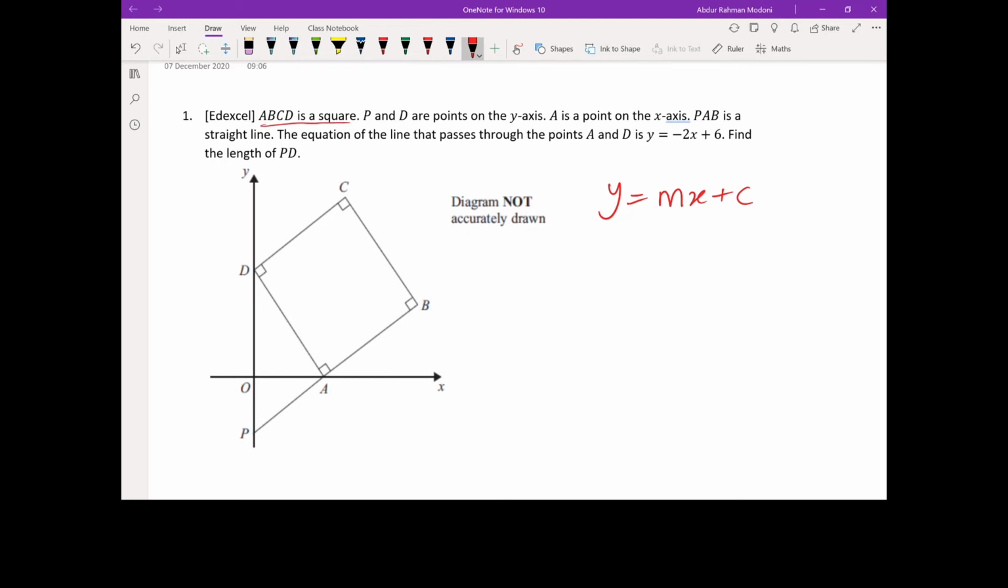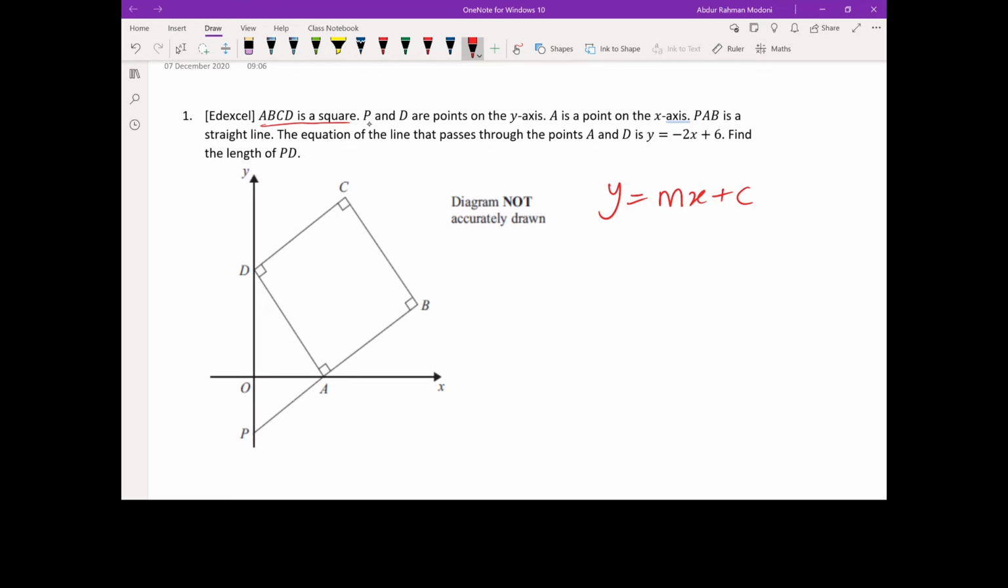ABCD is a square, which means we can see that on the diagram, right? Right angles there in the corner, they're important. Why? What's going through your head? 90 degrees. What else? Perpendicular. And so what else is going through your head if it's perpendicular? Negative reciprocal. Thank you, Zinedine. Yeah, negative reciprocal. You need to be thinking along those lines, okay?